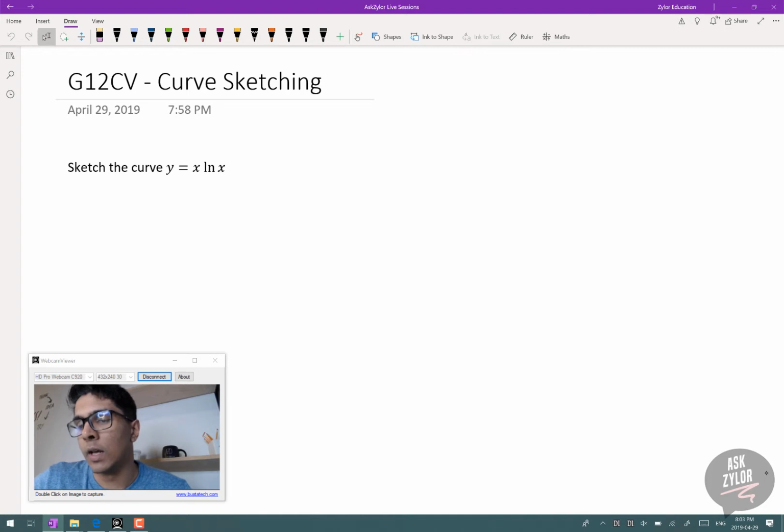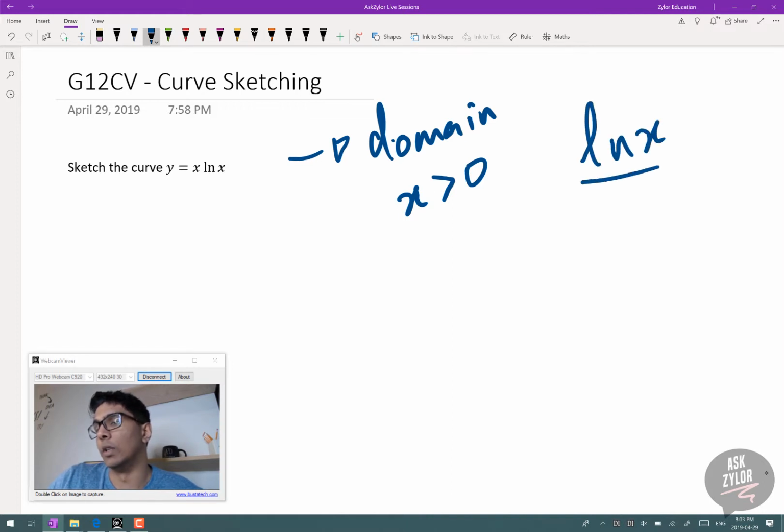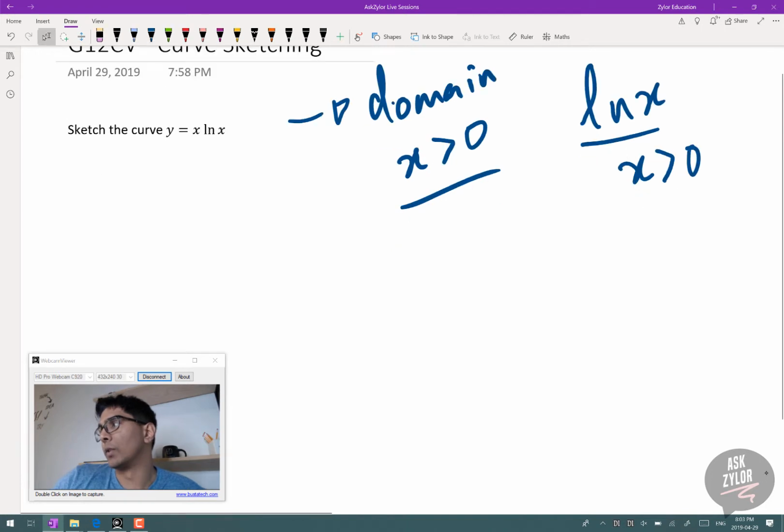So this question is asking us to sketch the curve y is equal to x ln x. The first step should be to figure out the domain and range. My domain is going to be x greater than 0, because the domain of ln x is always greater than 0. The next easy points are the x-intercepts and the y-intercepts.